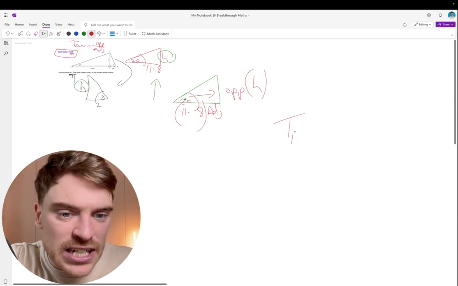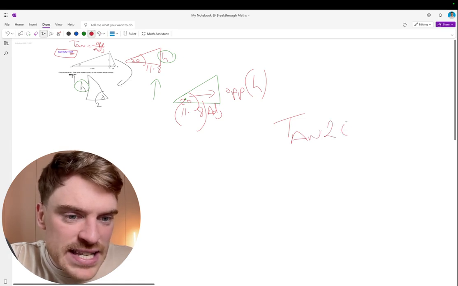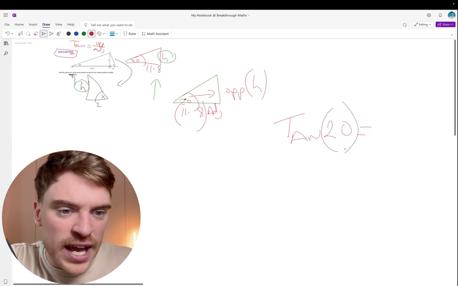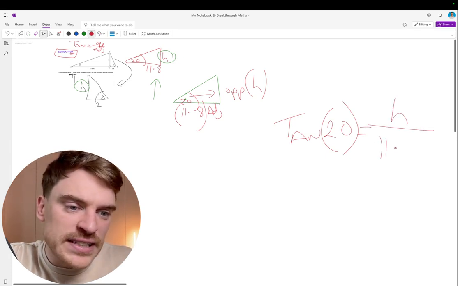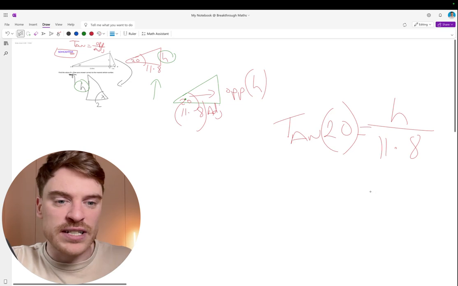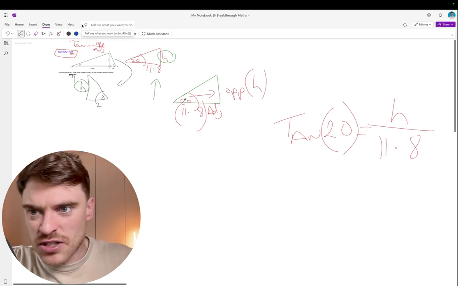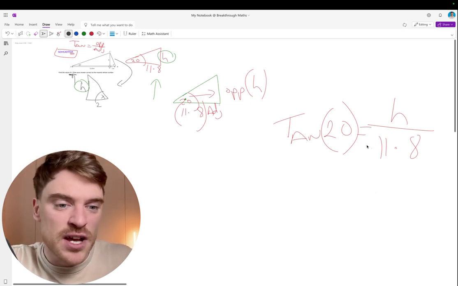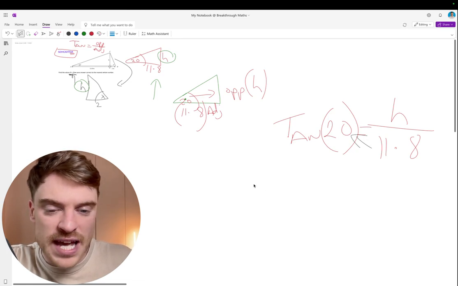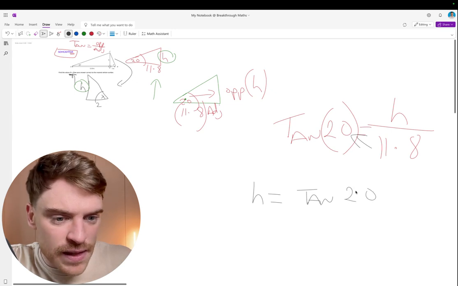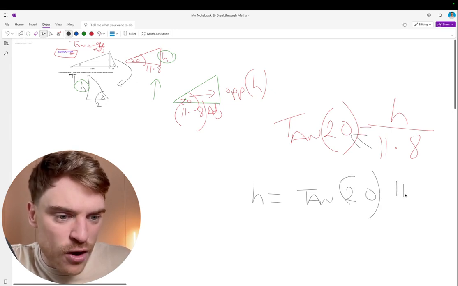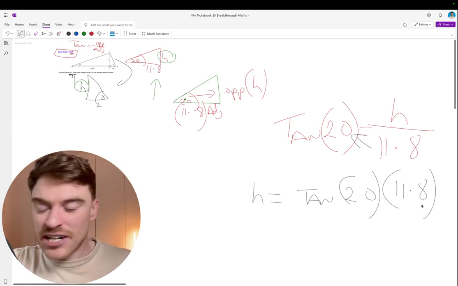So tan 20, you can put brackets around like this, is equal to h over 11.8. Now, you finish it off. You just have to do a little multiplication, basic algebra. You're going to bring this guy up. So it becomes h is equal to tan 20 by 11.8. And you actually put that directly into your calculator.